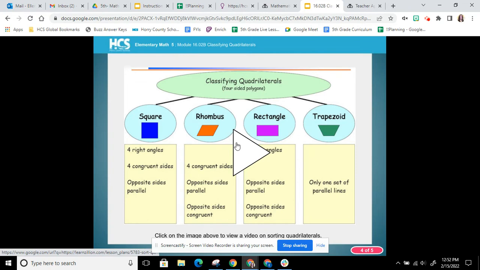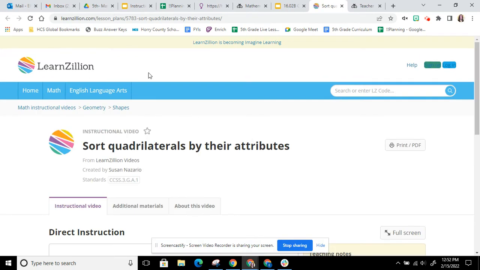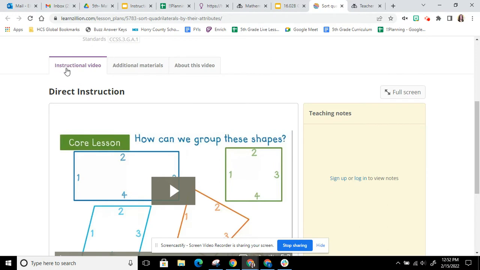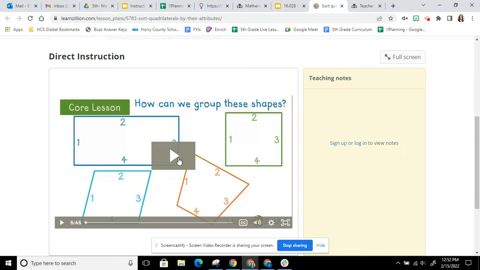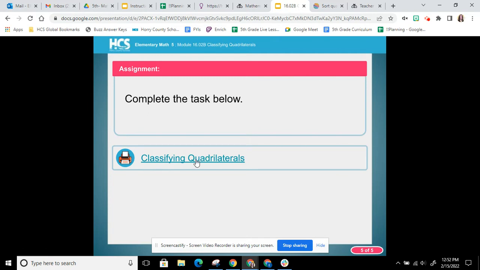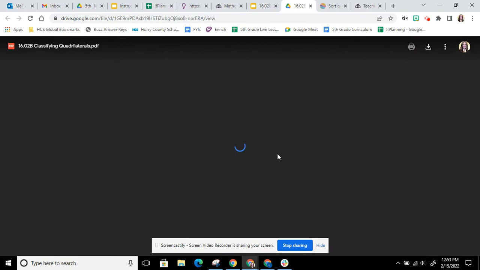Here you've got a video that you can watch. If you click on this triangle, it'll open up a different link, a LearnZillion link. If you scroll down under direct instruction, this instructional video tab should automatically open to this page. You can click on this link right here, and it will show you a video on how to group quadrilaterals. Then you can go back to your lesson, and on the last page, you've got classifying quadrilaterals. You'll click on the link to open up your assignment.